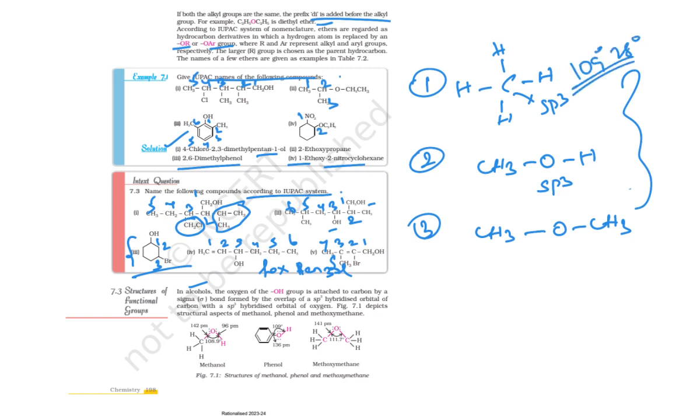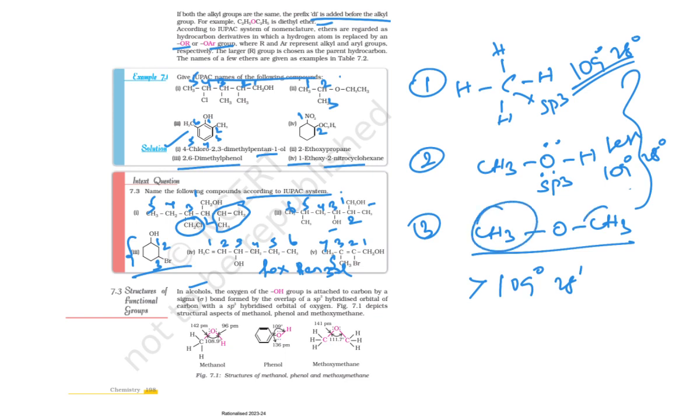But this one is less than 109 degree 28 minute because there is a presence of lone pair of electrons over the oxygen. In case of the third one, ether, your bond angle is going to be more than 109 degree 28 minute. This is because there are two bulky groups which repel each other. That is the reason why it is more than 109 degree 28 minute.